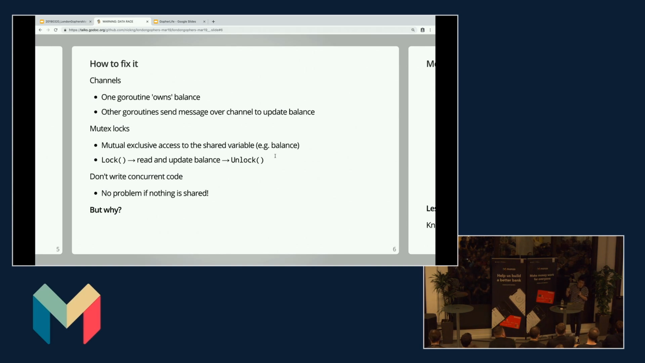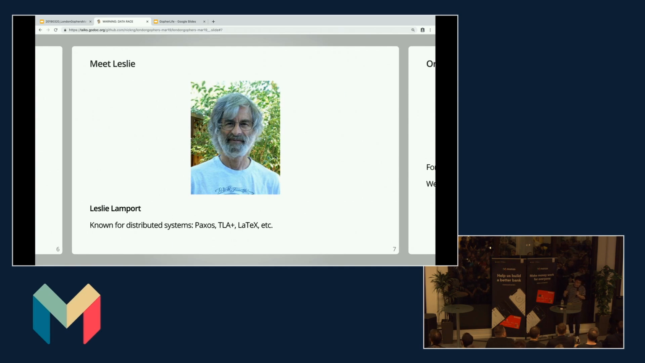But have you ever wondered why this can solve the data race problem? So we turn to this gentleman here, who some of you may know if you work in distributed systems. His name's Leslie Lamport, and he's very well known for his foundational work on distributed systems. So Paxos, Lamport clocks, etc. And we're going to turn to him to look at two of his very early ideas that can be applied to explain what a data race is.